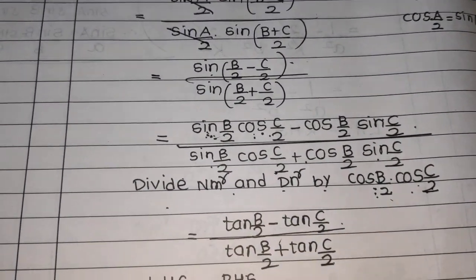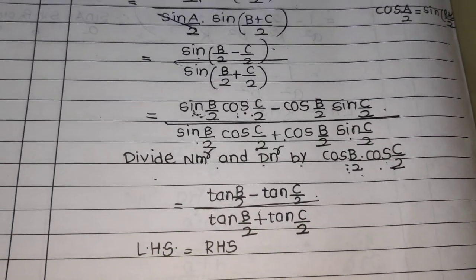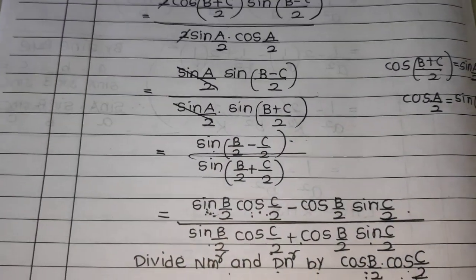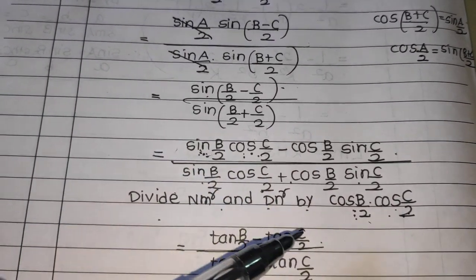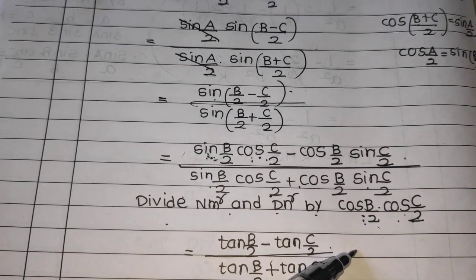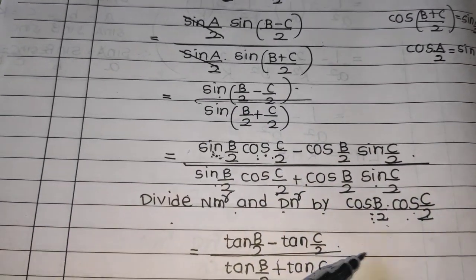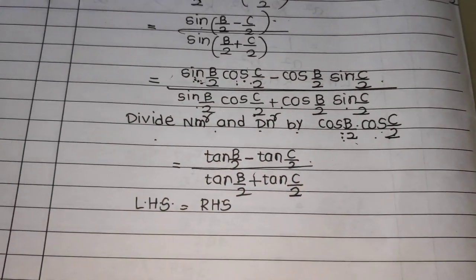So just to bring tan b by 2, I have divided by cos b by 2, and to eliminate cos c by 2, I divide by cos c by 2. If I divide one term by this cos b by 2 cos c by 2, I have to divide the second term also by the same. And if I divide the numerator by this, I have to divide the denominator also by the same thing. So then we got our required result.